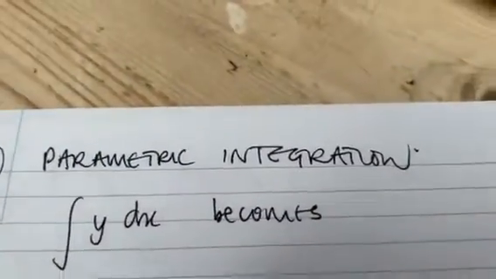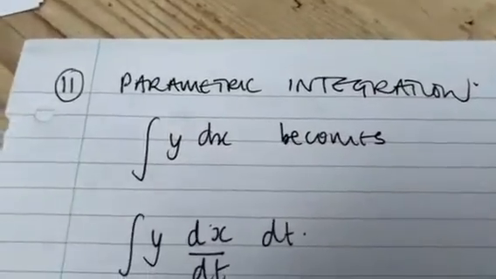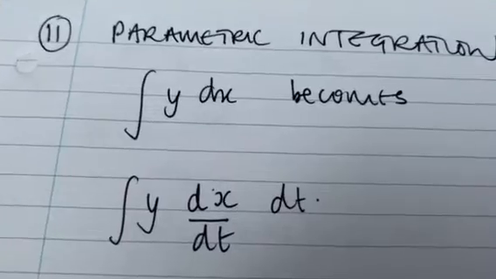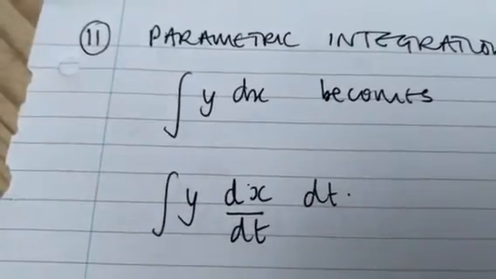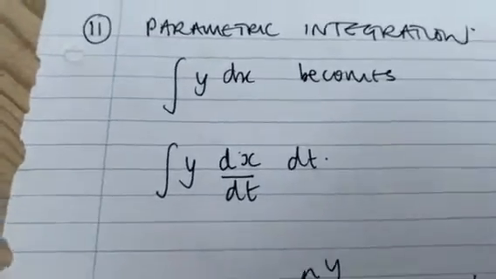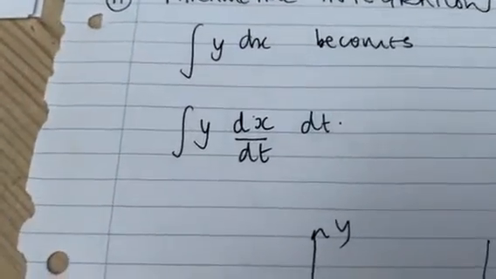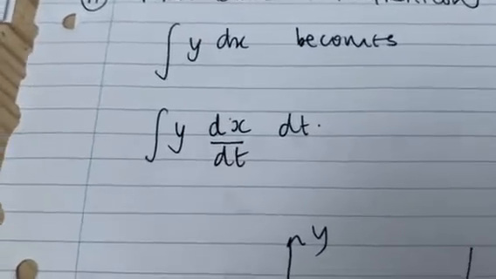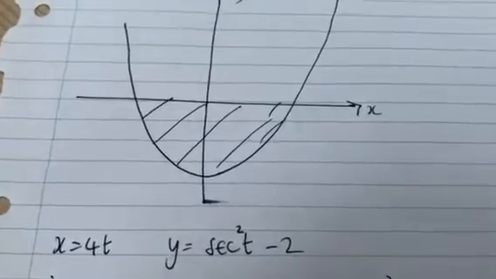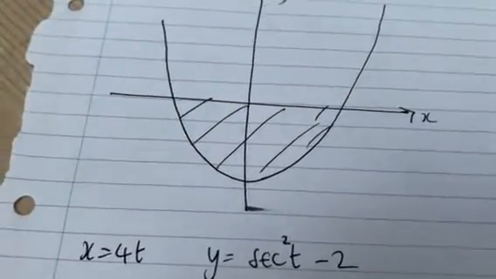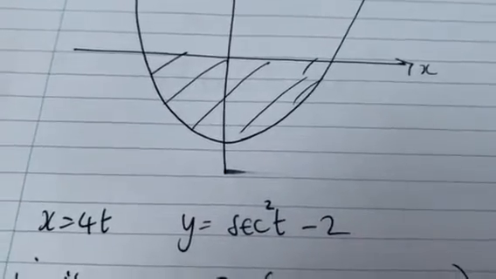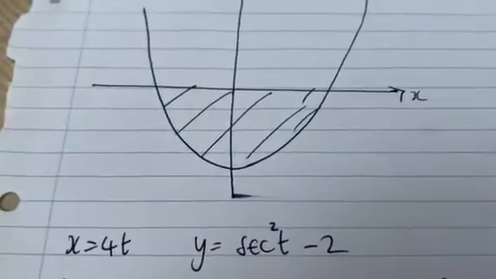Parametric integration, okay? So parametric integration, if you have the integral of y with respect to x, that needs to be written as the integral of y times dx dt, and that's integrated with respect to t. So here's one where you have to find your limits. You've been given x and y parametrically, x equals 4t and y equals sec t all squared minus 2.